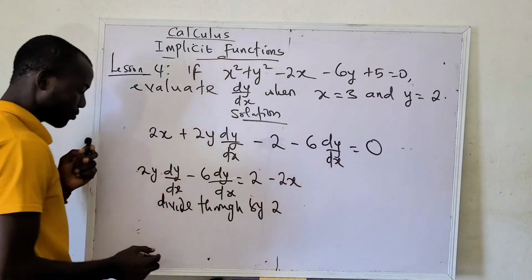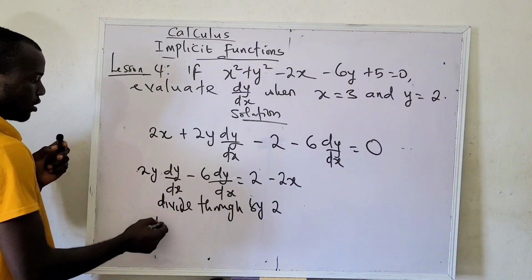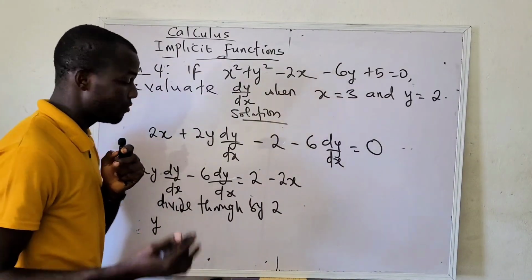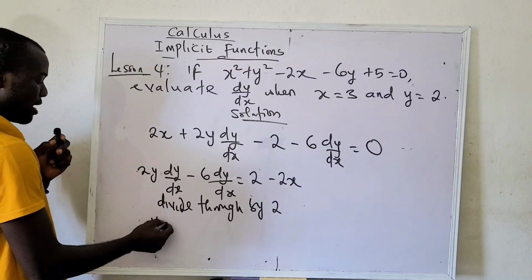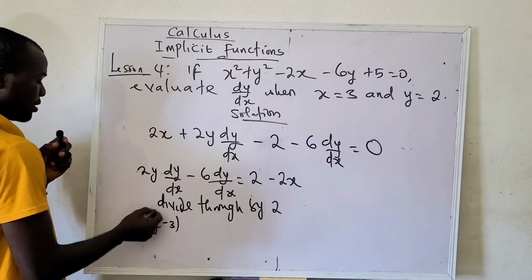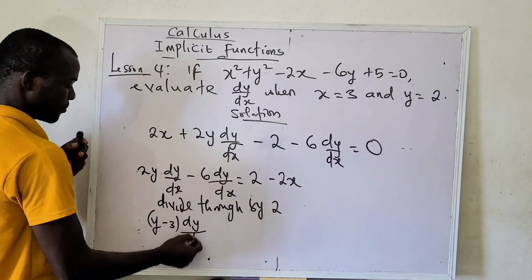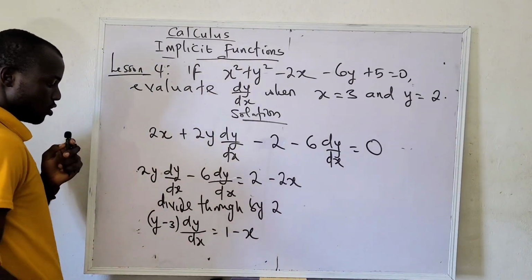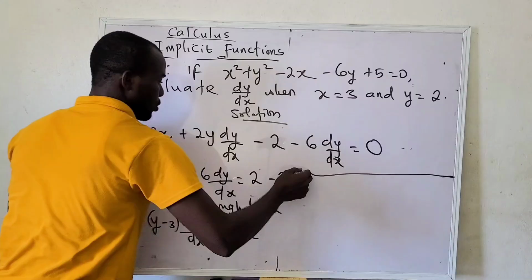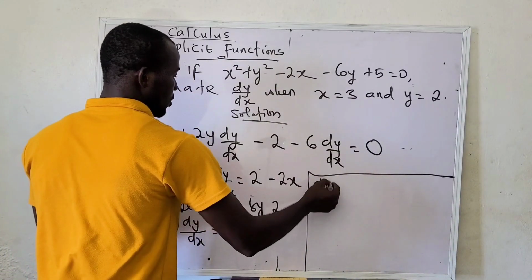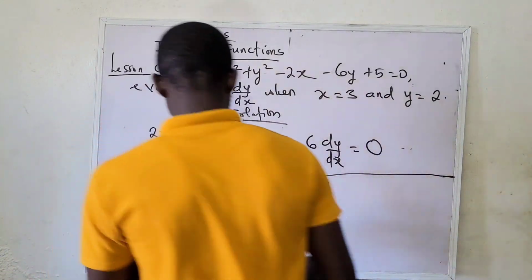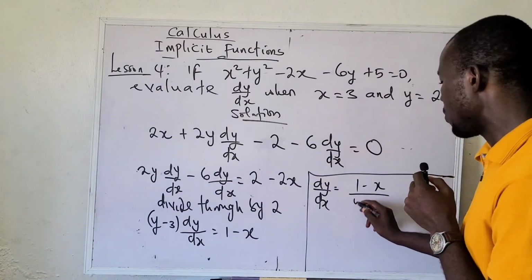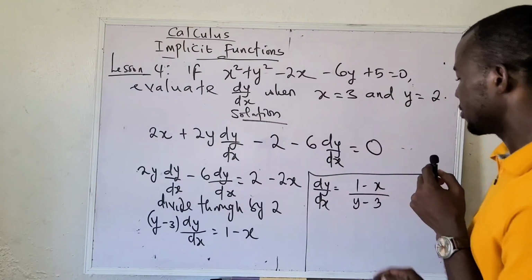divide through by 2. So I'm going to have y, and I'm also factorizing. This will be left with y minus 3 dy over dx, and this will be equal to 1 minus x, such that your dy over dx will be 1 minus x over y minus 3.